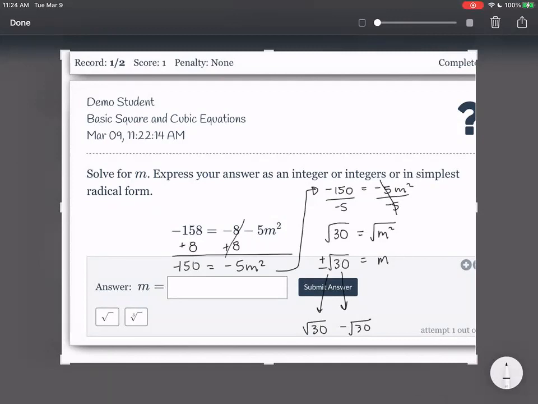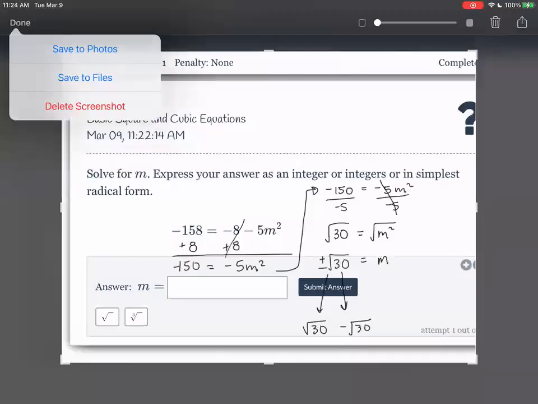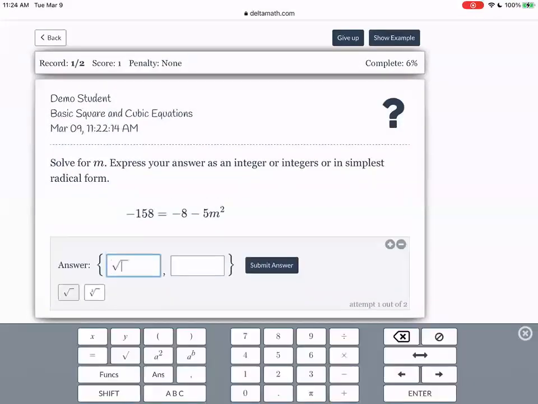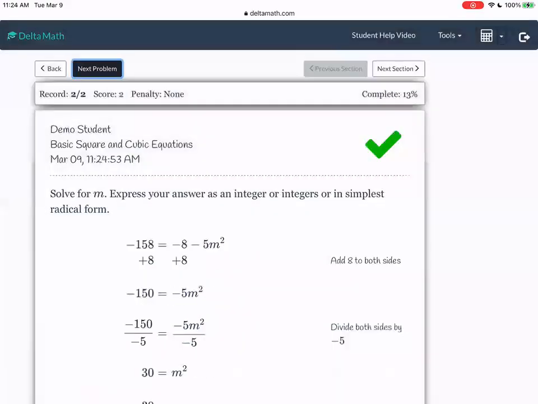Are there any questions on this one? Let's keep going. Make a second answer box. We have square root of 30 and we have negative square root of 30. Okay, let's go to the next category.